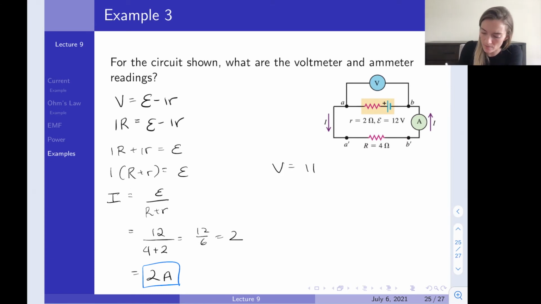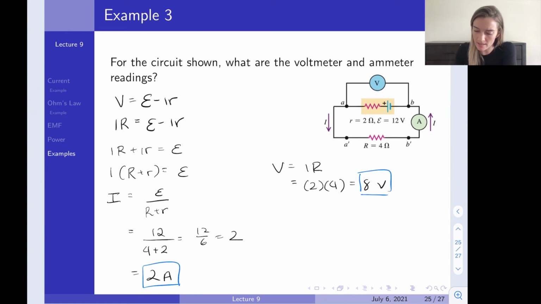So you can do it that way and say, okay, that will be V equals IR. It's just the current through the resistor times the resistance of the resistor, which is 8 volts. And that's our answer then. It has a potential difference of 8 volts here.